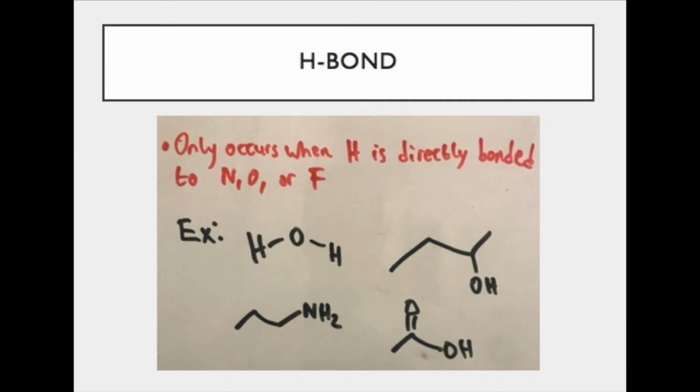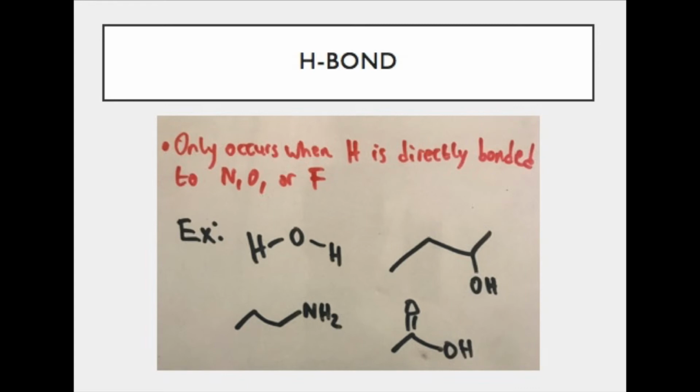Now, if you remember, I recently said that dipole-dipole interactions are a type of polar covalent bonding, which is unequal sharing of electrons, right? Now, hydrogen bonding technically is also a dipole-dipole interaction. It's just an extremely strong form of dipole-dipole interaction. Therefore, it gets its own category.